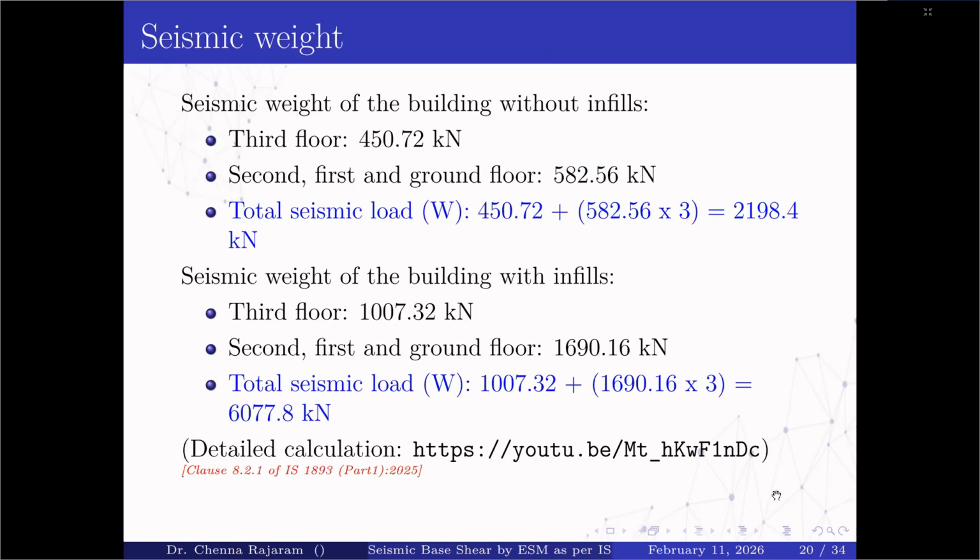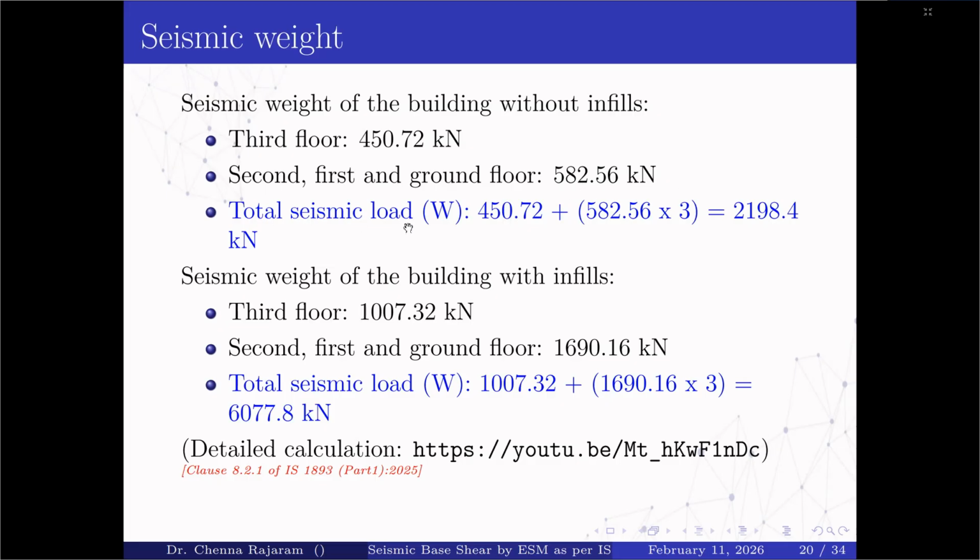Now, coming to another parameter, that is the seismic weight. The seismic weight of the building without infills and with infills, the calculation is given here. A detailed calculation is given in the YouTube link, which is provided at the end of this slide. The same values we consider here. So for the third floor, the seismic weight is 450.72 kilonewtons. For the second, first, and ground floor, the seismic weight is 582.56 kilonewtons.